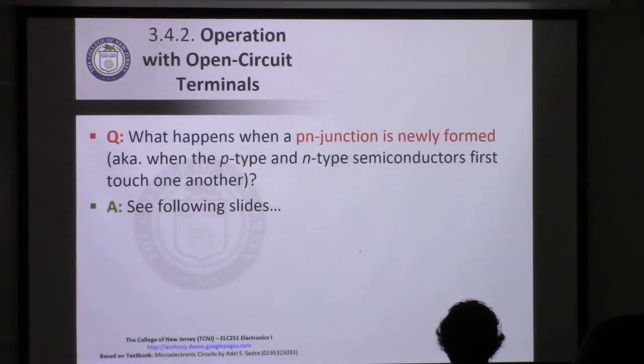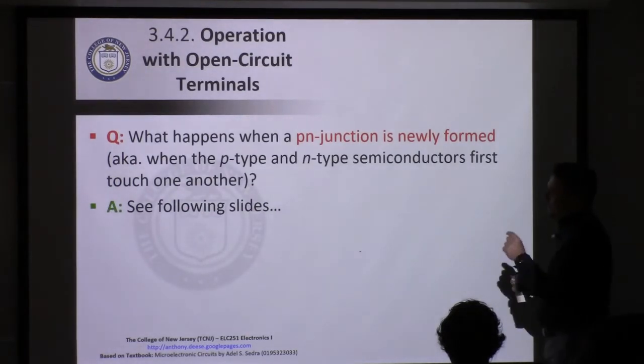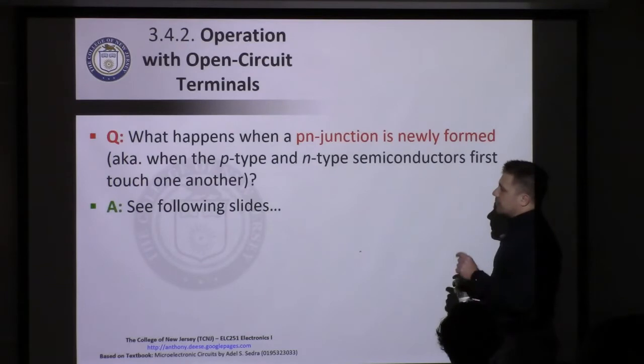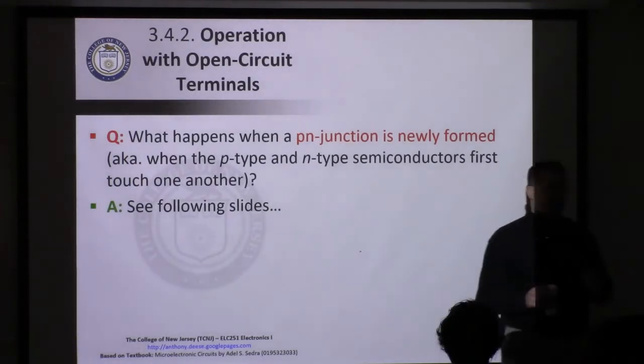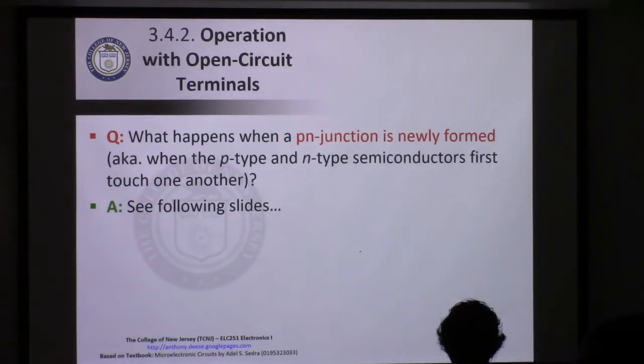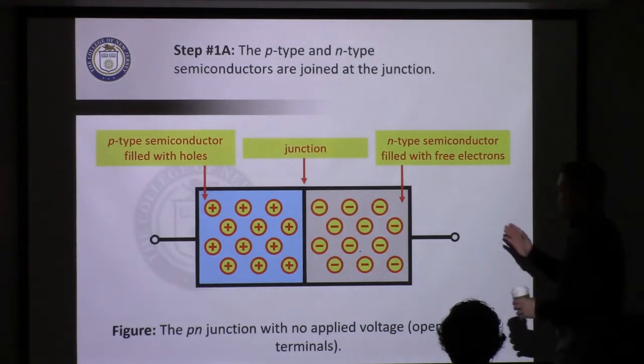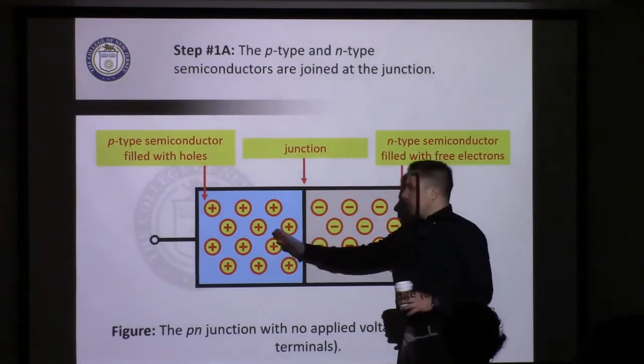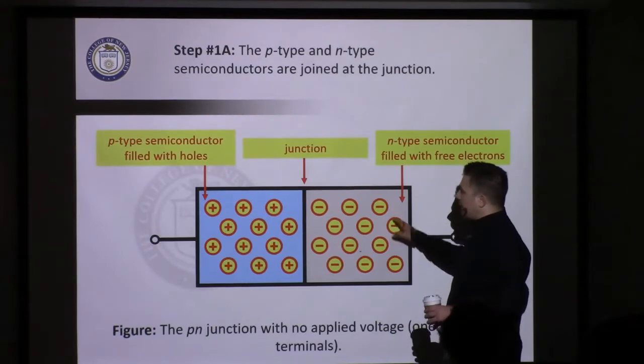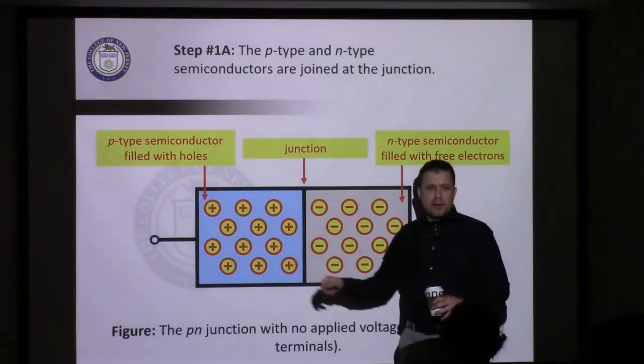So what happens when a p-n junction is newly formed and the p and the n-type semiconductors first touch one another, first come into contact? First thing we have is, we can see this picture here. We have our n-type semiconductor, our p-type doped semiconductor. We have a lot of majority charge carriers on either side.